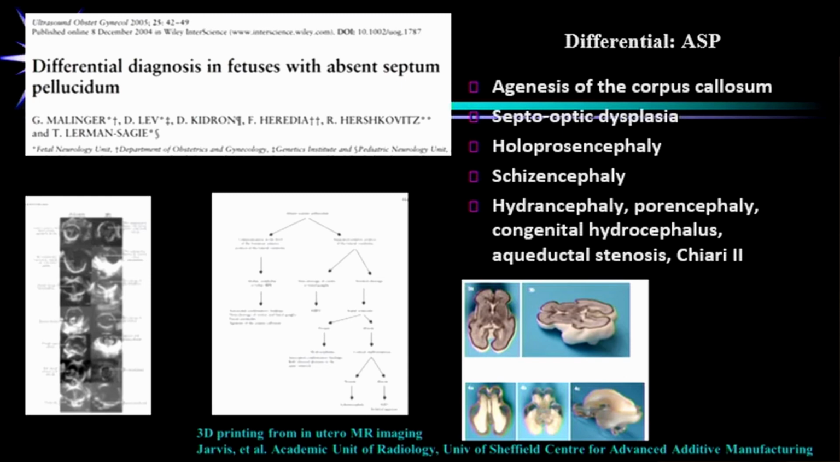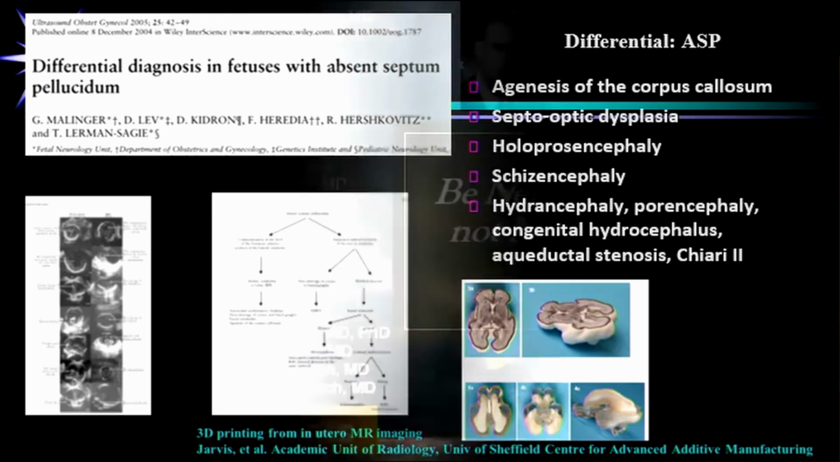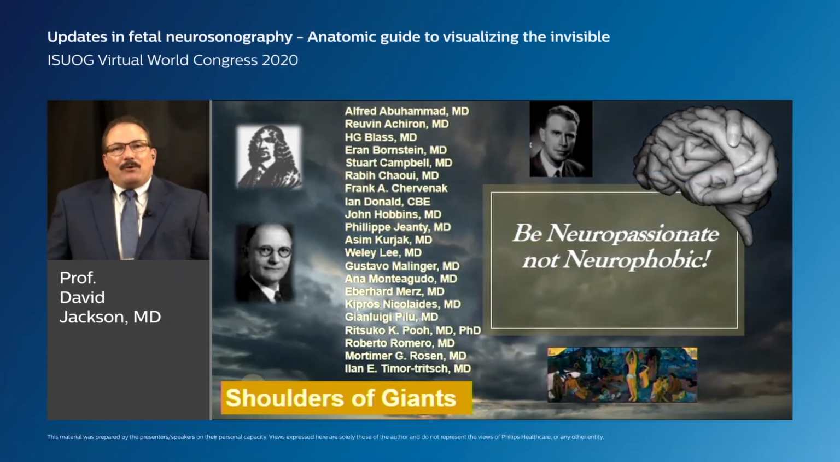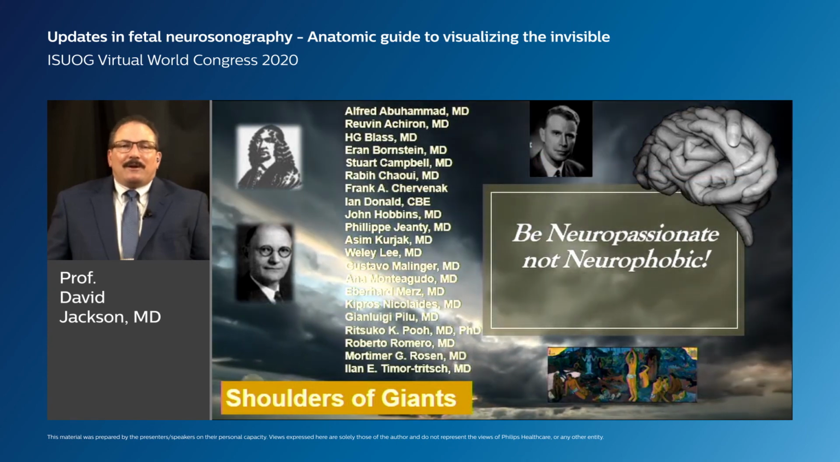Some of the new techniques that are coming down that I think will be very helpful include three-dimensional printing of CNS abnormalities. So save your best data sets. A three-dimensional printer will be in your future soon, and we are going to be able to teach better by being able to hold these models in our hand and understand their orientation. So in essence, I ask that we be neuropassionate, not neurophobic.